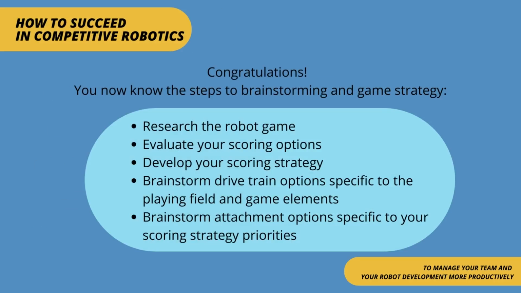Congratulations! You now know the steps to brainstorming and game strategy. Research the robot game, evaluate your scoring options, develop your scoring strategy, brainstorm drivetrain options specific to the playing field and game elements, and brainstorm attachment options specific to your scoring strategy priorities.